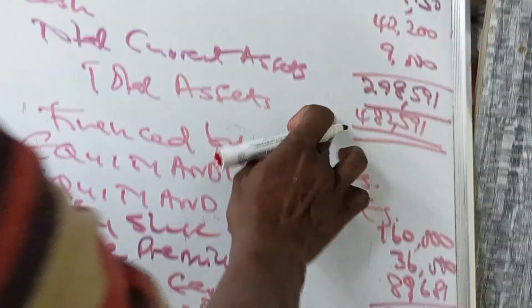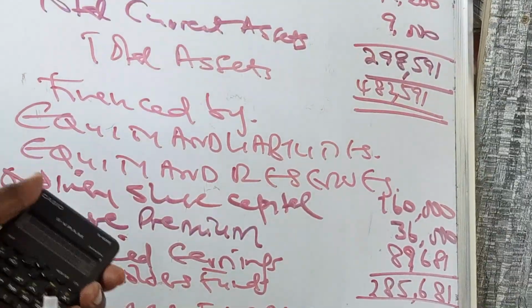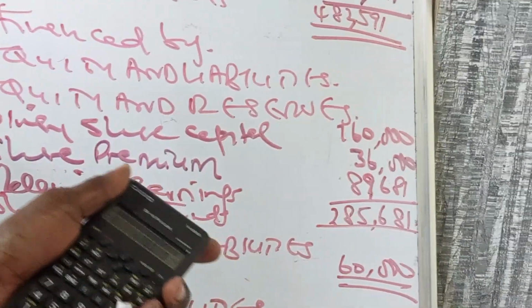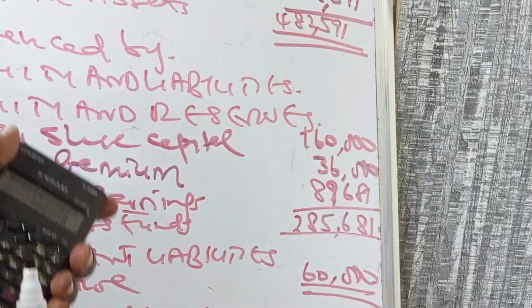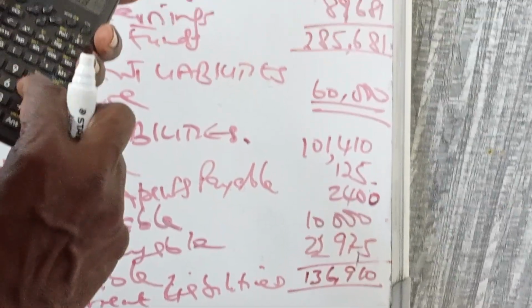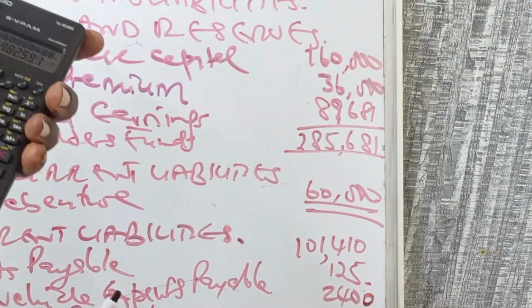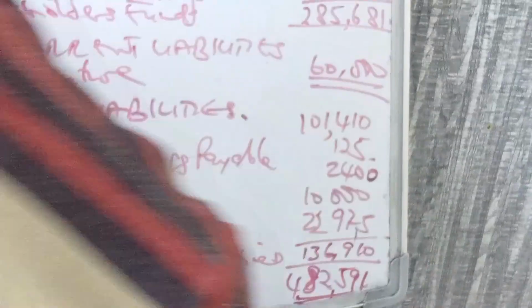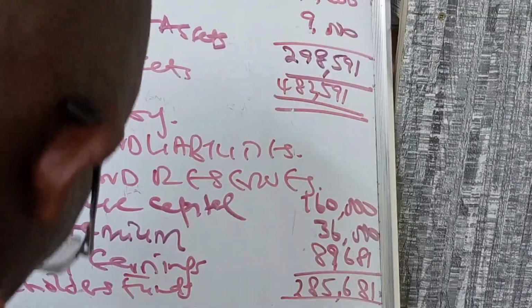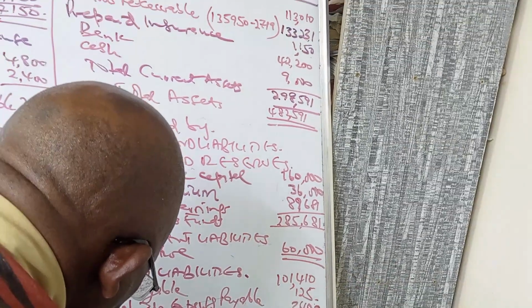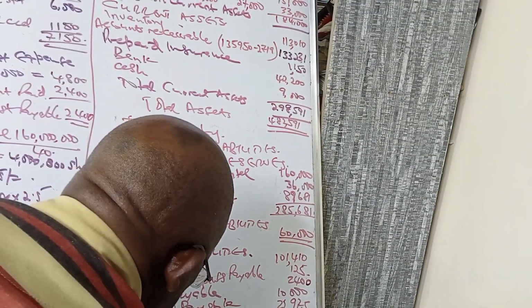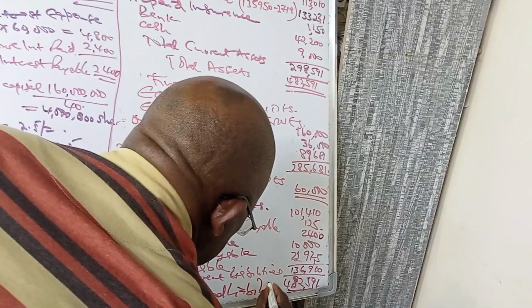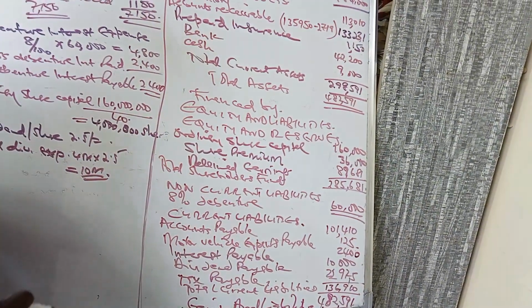If you now add total current liabilities with the non-current liabilities and the total shareholders' funds, we should find out whether they agree with the total assets. So we add non-current liabilities of 60,000, current liabilities of 136,910, plus shareholders' funds of 285,681. We get 482,591, and it's the same now as total assets. So we say equity and liabilities. That's the way to do that question.